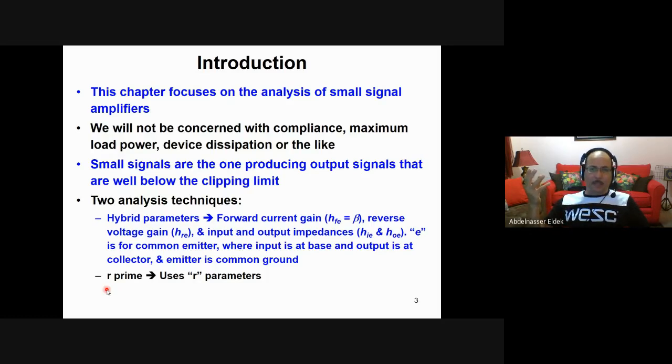Sometimes when you study, for example, two-port networks, you use Z parameters. We call them Z parameters because they are all voltage to current ratios. So, for example, V output over I output, or V input over I input, V output over I input, and so on. They are all V to I ratios. That's what we call Z parameters. But hybrid is different. Also, what we will use in this chapter is R parameters.